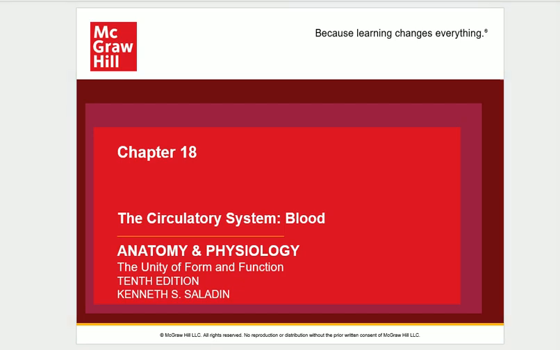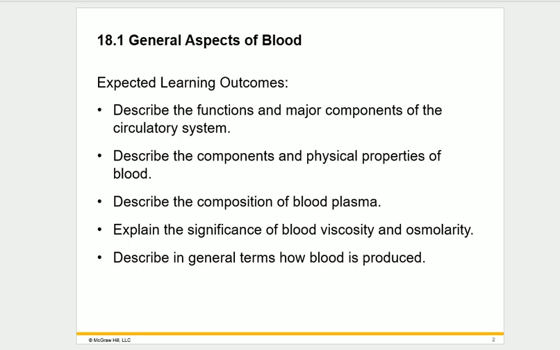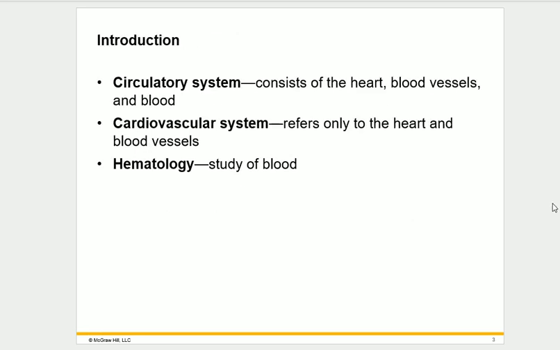Hello and welcome to Chapter 18, where we are discussing blood. So here's a list of learning outcomes from this first section that we're going to be discussing. So major components of different physical properties of blood plasma, viscosity, osmolarity, how blood is produced, etc. We're going to be talking about the circulatory system, cardiovascular system, and hematology.